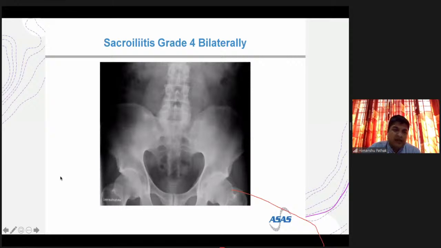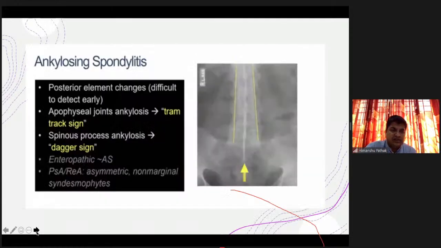But it must be noted that all these radiological changes need years to come. So if you are investigating a patient who has had back pain for 1 to 2 years, you may not find any radiological changes. And this is another X-ray, an AP view of the lumbar spine. You can see a tram track sign on the X-ray. You can see a dagger sign of the spinous process. You may all have come across these X-ray findings of the lumbar spine. And when you see this type of finding, this is ankylosing spondylitis.